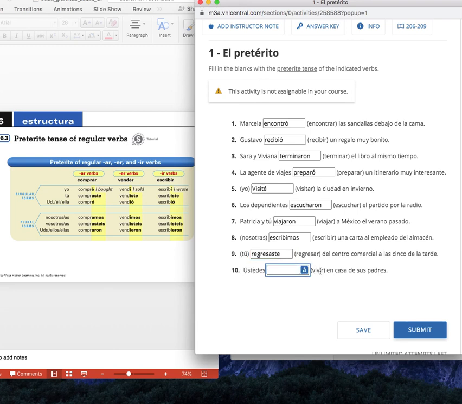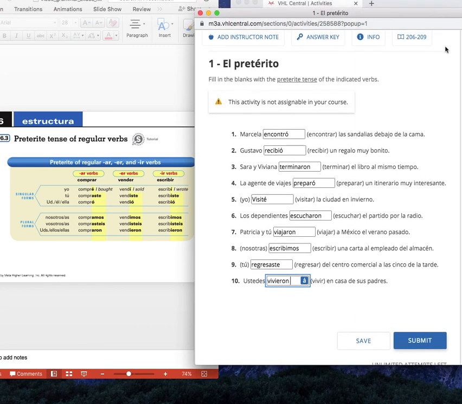Alright, last one. Ustedes, and the verb is vivir, en casa de sus padres. So you lived in your parents' house. Go ahead and pause. And we're back. So this is an IR verb, right? So over here on the chart, IR, and then we go down to the ustedes form, and the ending is ieron. So we say vivieron. Ustedes vivieron en casa de sus padres.